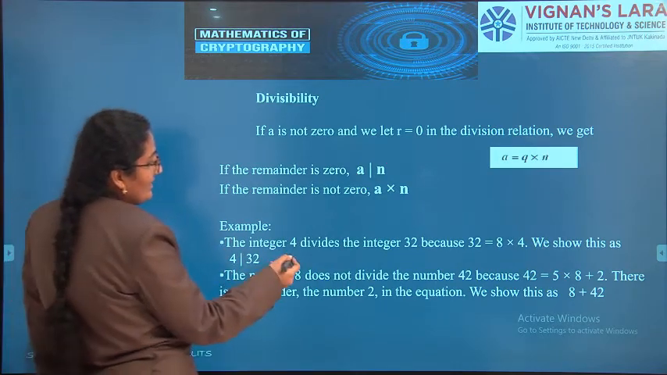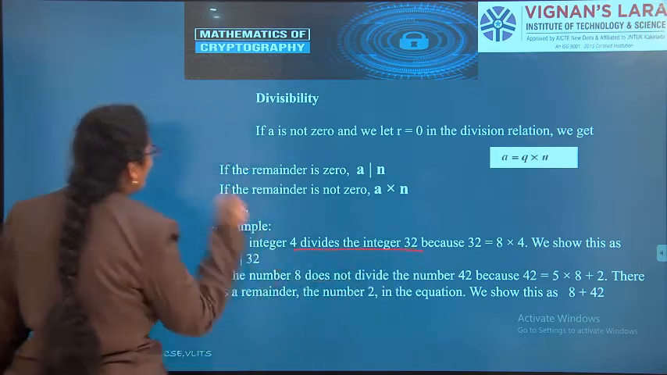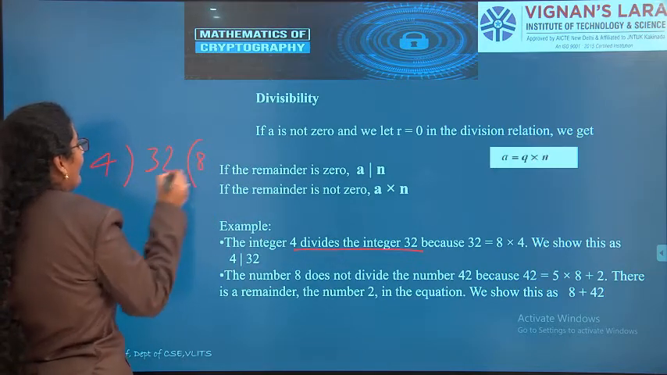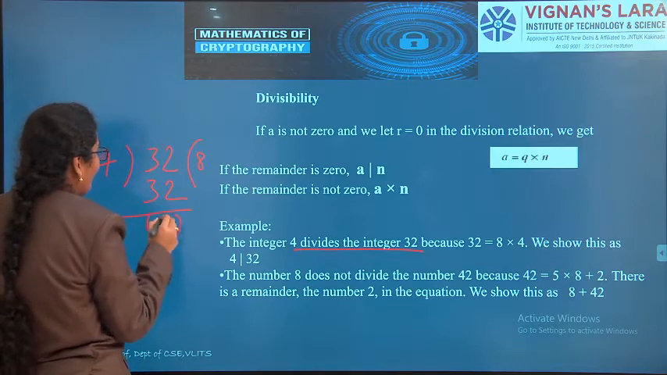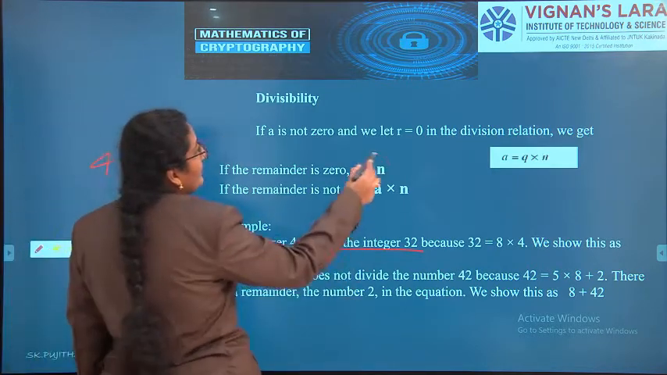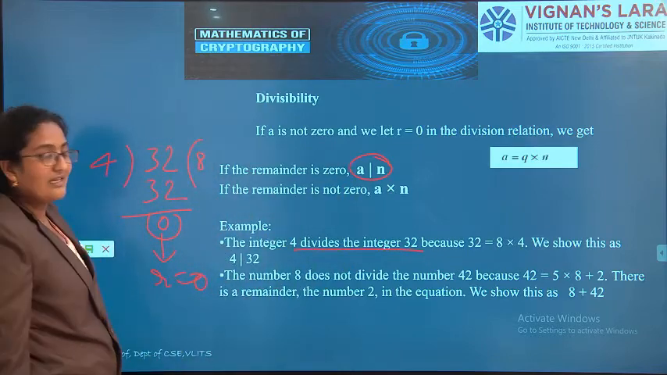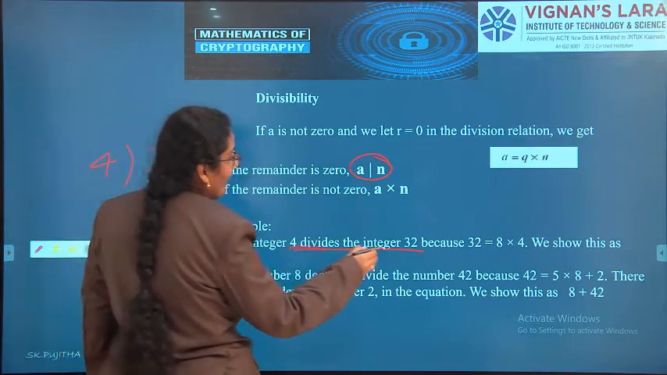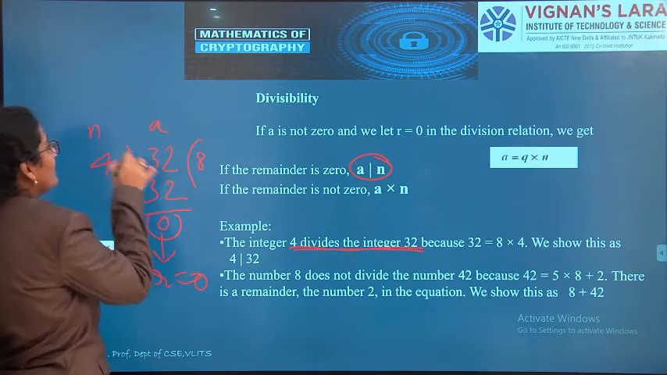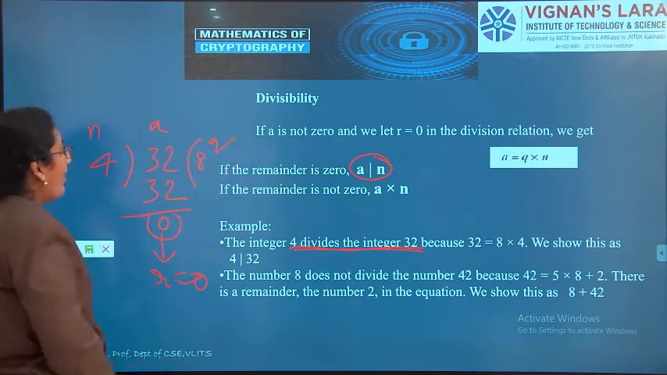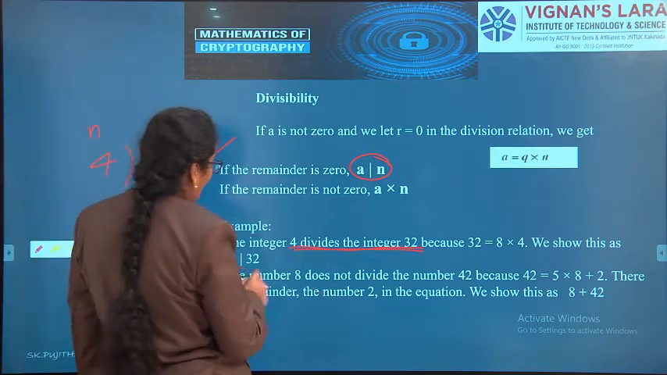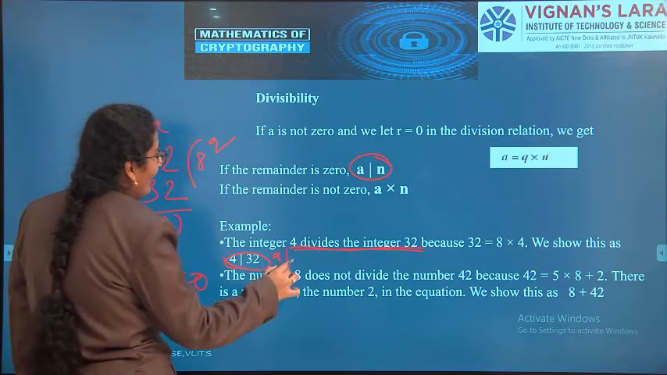See, integer 4 divides integer 32. So 32 divided by 4. What is the remainder we will get? 0. When remainder is 0, what are we going to do? A mod N. So what is the first example? Integer 4 divides integer 32. So 32 is A, 4 is N, 8 is Q. So R is 0. According to that, what is our condition? 4 mod 32, nothing but A mod N.